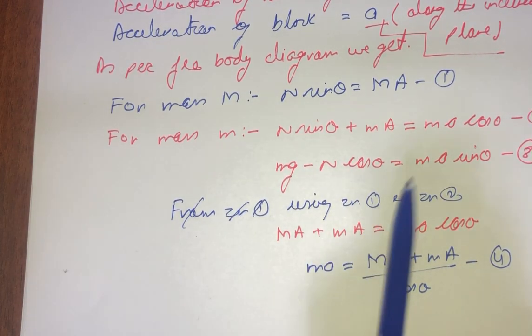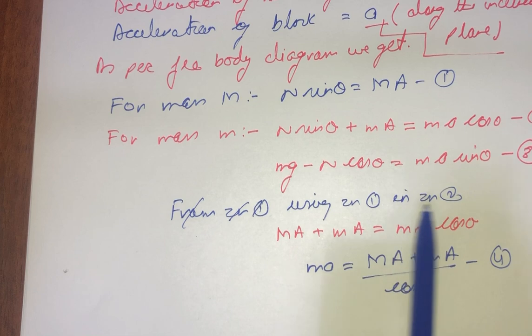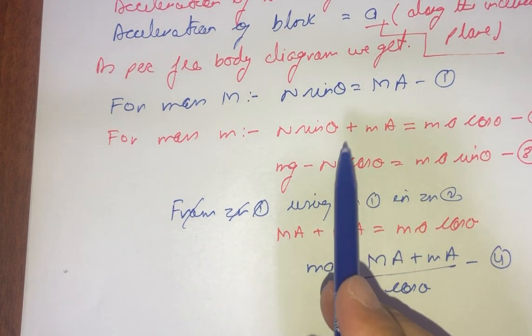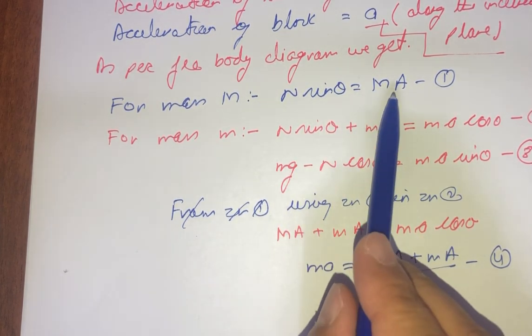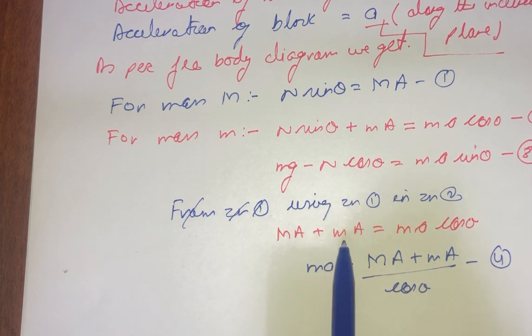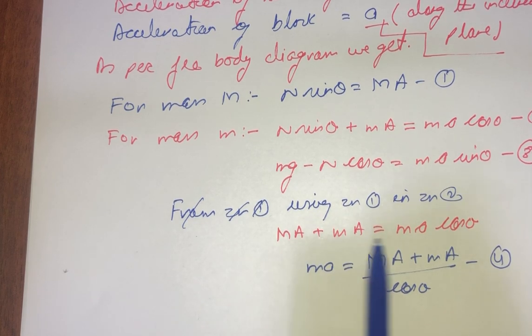So we use equation number 1 in equation number 2. We substituted N sine theta as ma. So we get ma plus small m into a is equal to ma cos theta. From here we found out ma is equal to this value, simply cross multiplying it.